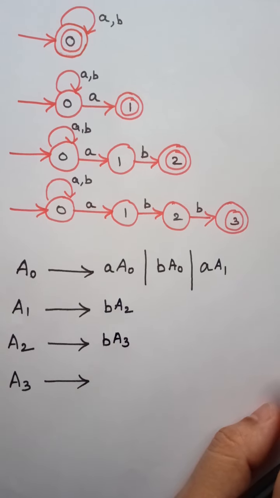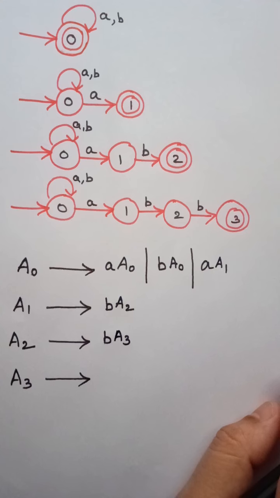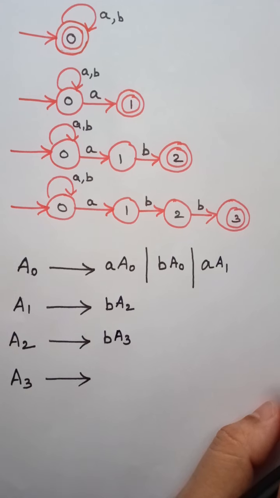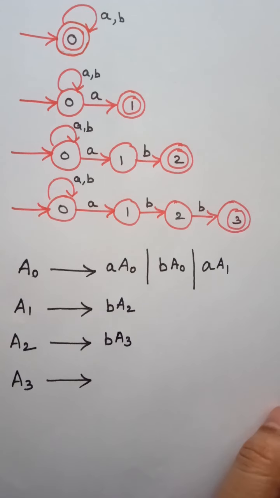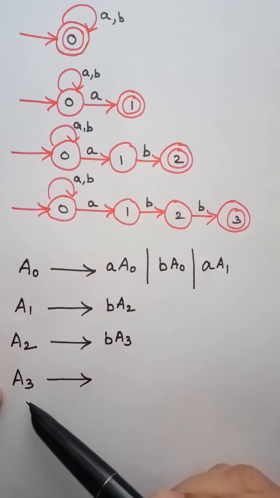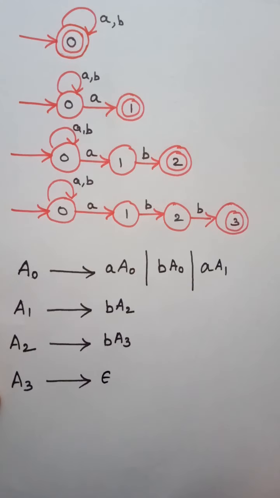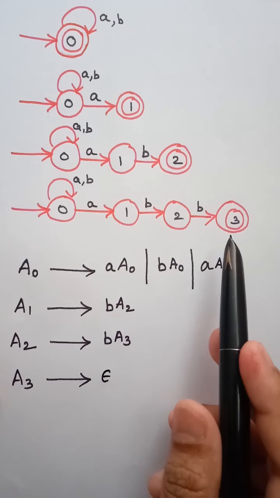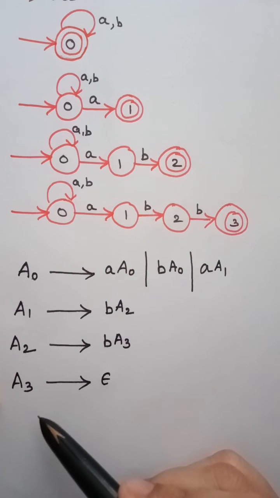In the third rule, if I is an accepting state, then we have to add epsilon to that particular non-terminal. What is the final state here? Here we have 3 as the final state. So for the non-terminal A3, we have to give epsilon, since 3 is the final state. We have to add epsilon to the non-terminal A3. And this is your third rule.